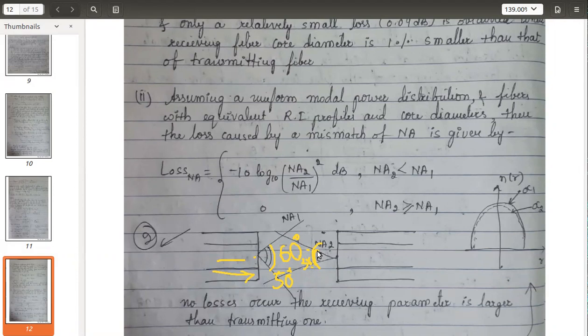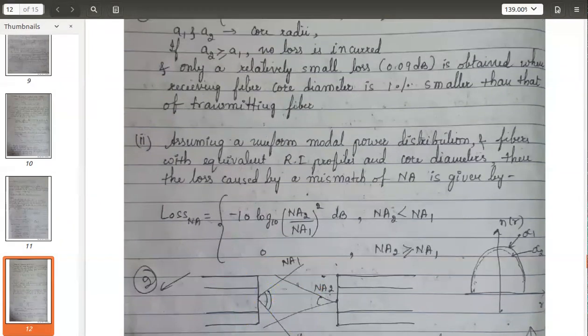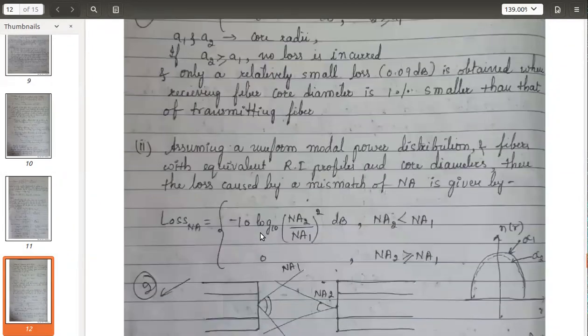But if that light which is propagating in the fiber or from the optical source is not in the region of the acceptance angle cone, then it will enter the cladding and it will get lost as radiation. So because of this mismatch, the loss exists. So we can just have a qualitative study of this loss also.